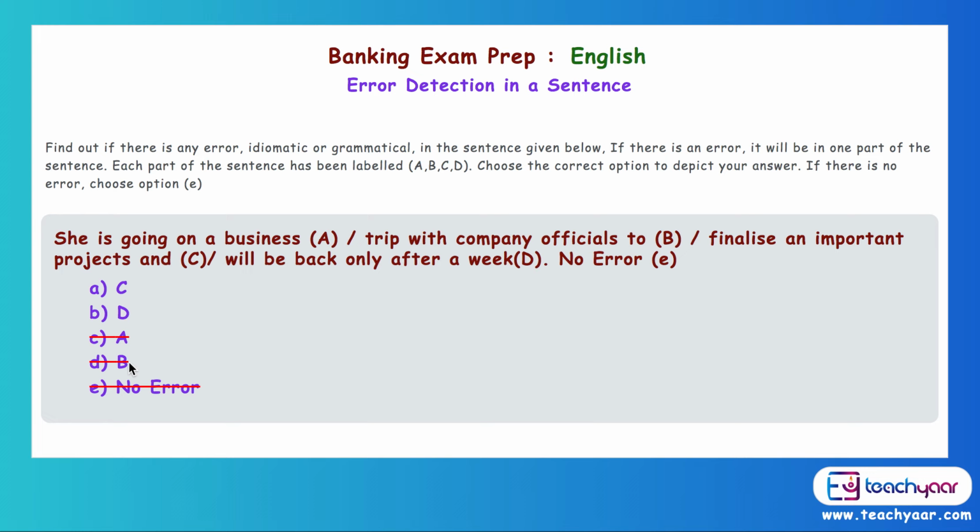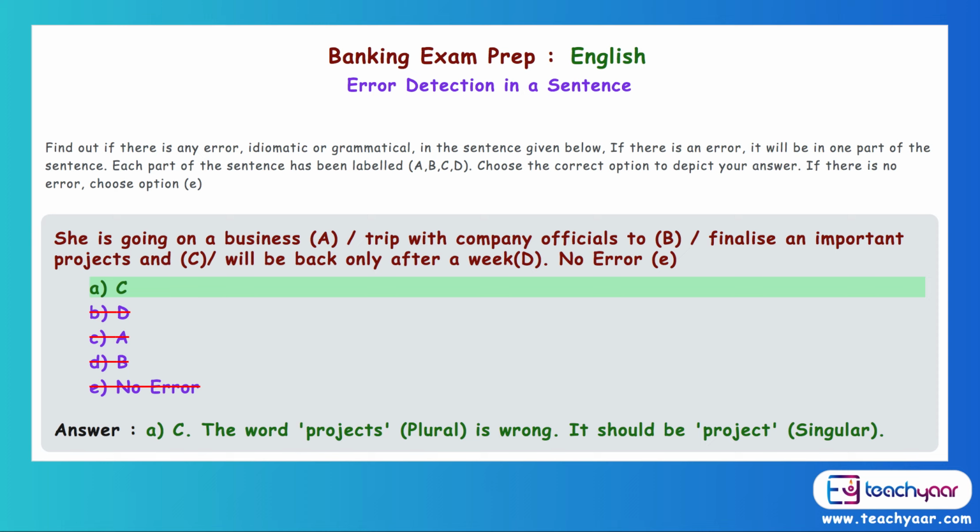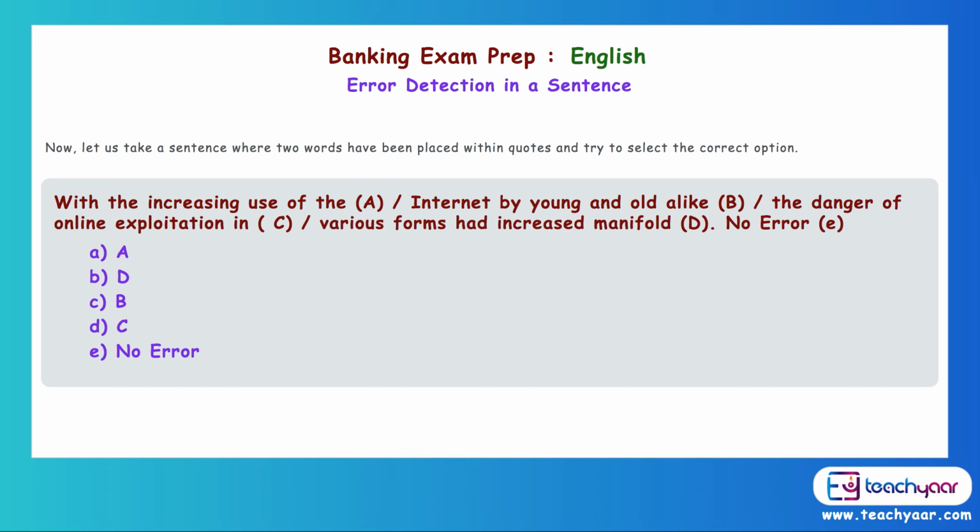So you cannot have one singular article, and then put here, article is an, and then we have a noun which is plural. So the mistake is in part C. Will be back only after a week is fine. So D is okay. So now the error is in part C. So how do you do that? You choose option A. That means we are saying that the error is in part C. The explanation is given. The word projects, plural, is wrong. It should be project.